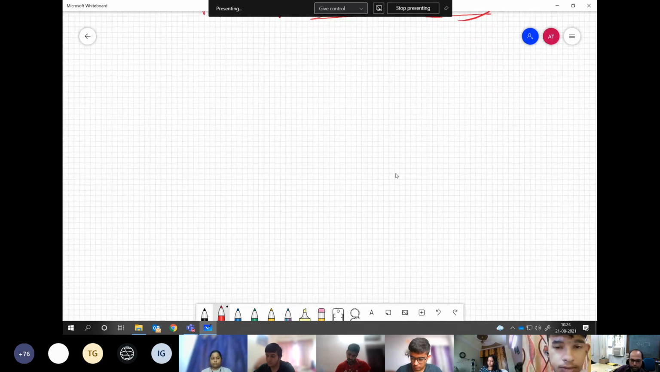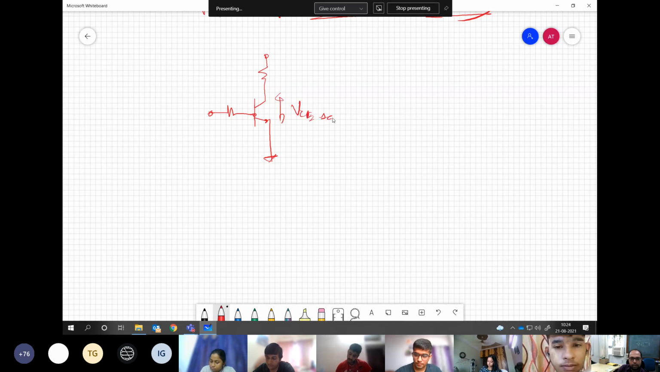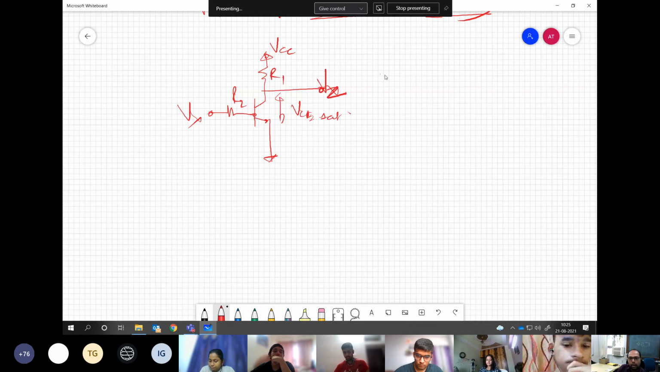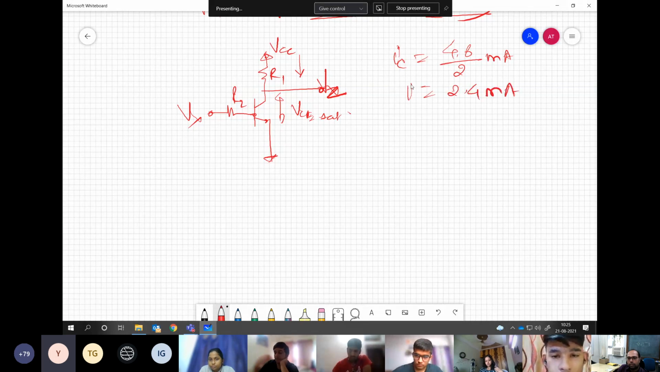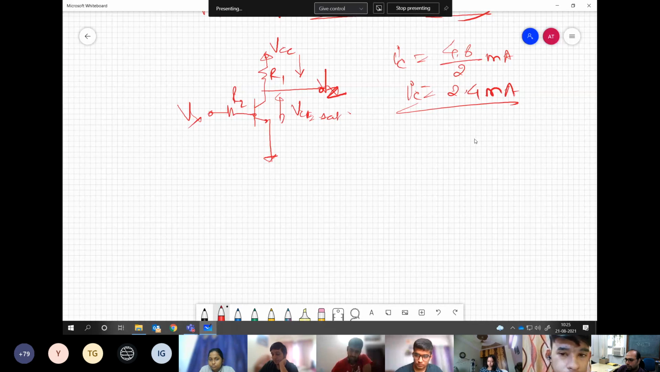Now what will happen to our IC? Let's say this is operating in saturation mode. So this is VCE sat. And here you are giving VCC. This is your R1, R2, Vx, Vz. Now, what is happening? What's the current flowing in this IC? 2.4 milliamp. Am I clear? Is this clear to all of you?